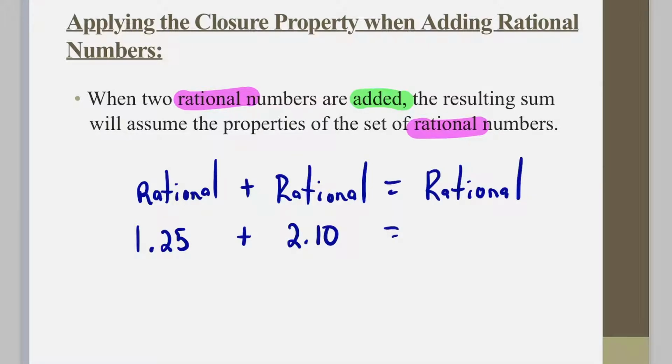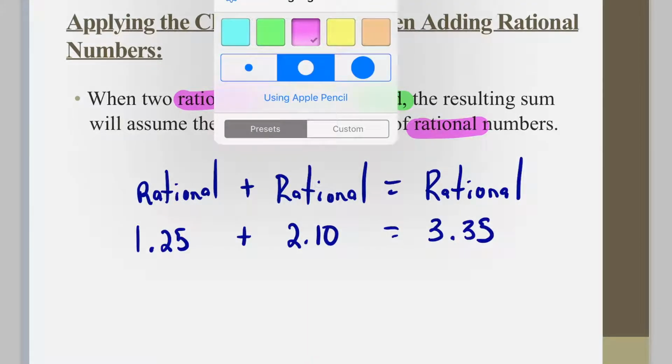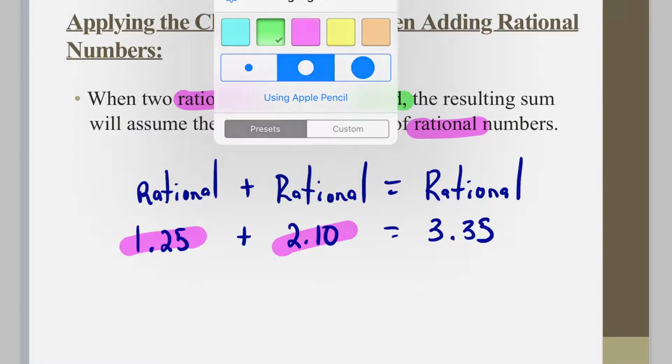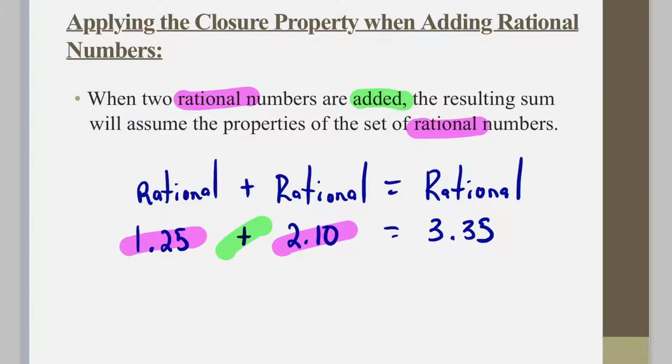If we were to add those two together, we would end up with 3.35. 3.35 is a terminating decimal, so we have the result of a rational number. So a rational plus a rational, and again, let's highlight our plus because that is added, that will result in a rational number due to the closure property, which states that if you take any two numbers from a set, the result will be a number that has the properties of that set.